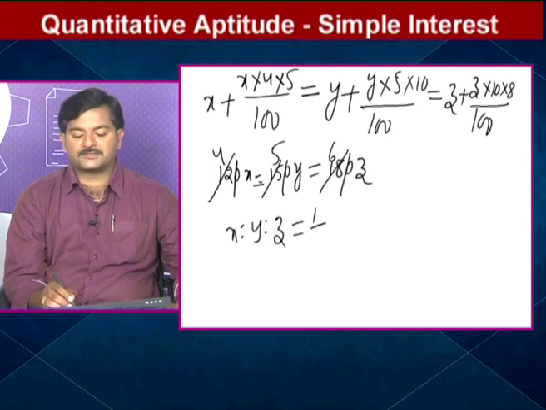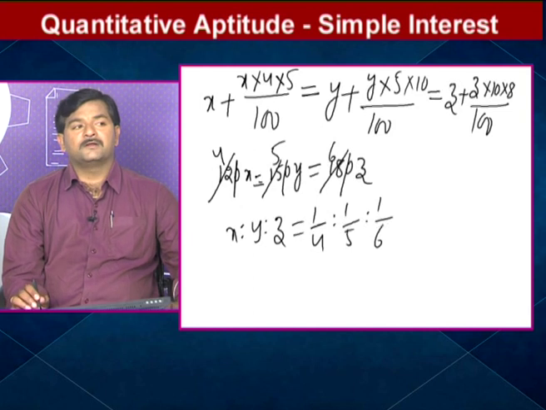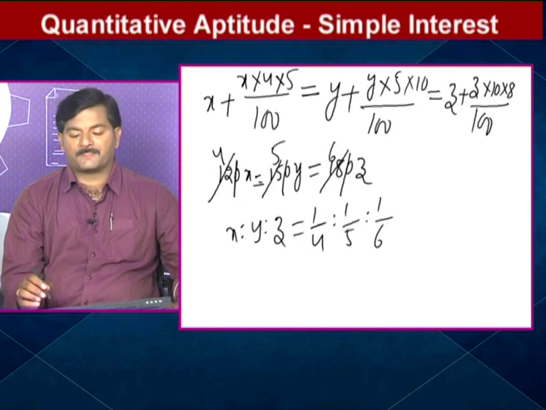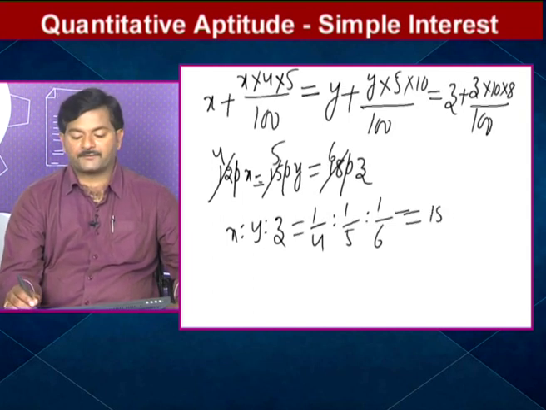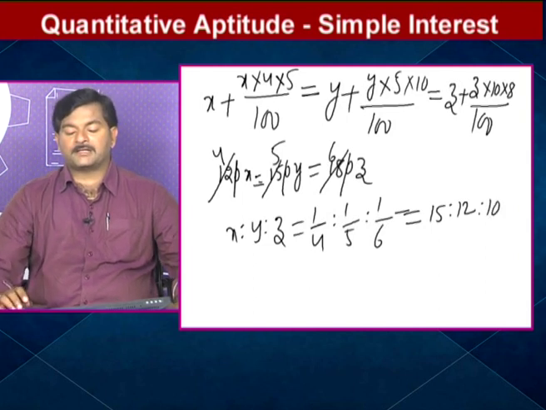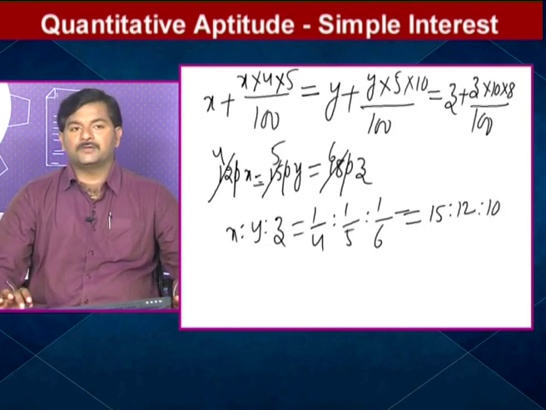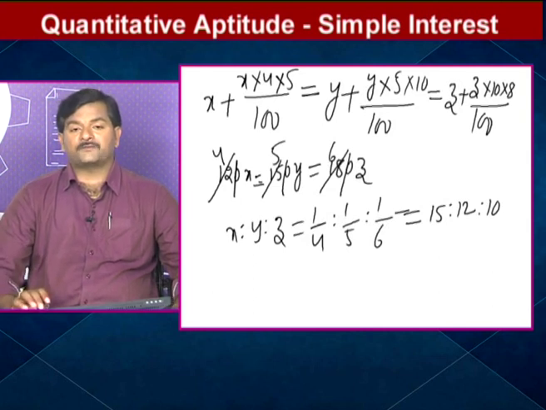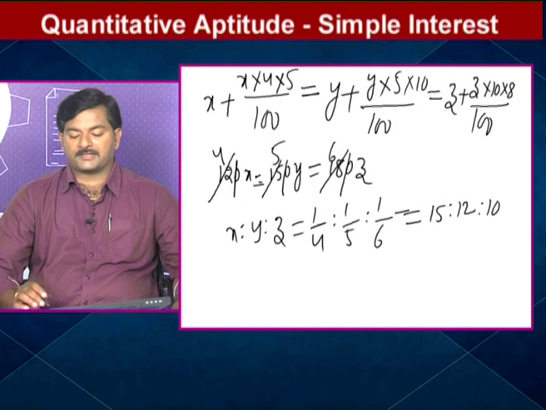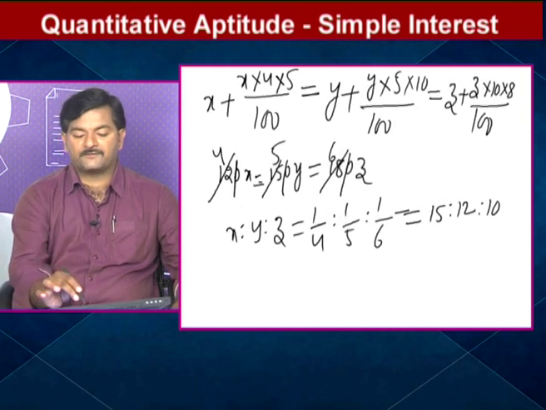From this we can find the ratio x is to y is to z. If I simplify x is to y is to z, I get 1 by 4 is to 1 by 5 is to 1 by 6. After simplification, what I am getting is 15, 12, 10. So indirectly the 3 parts are in this ratio. But what did he ask us to find? He asked to find out the first part.